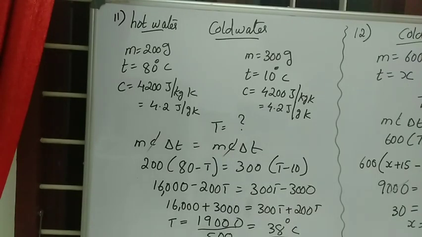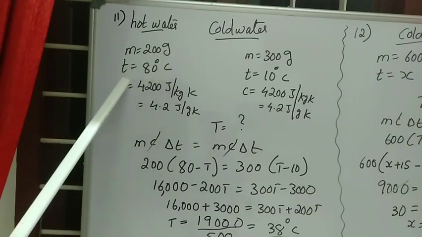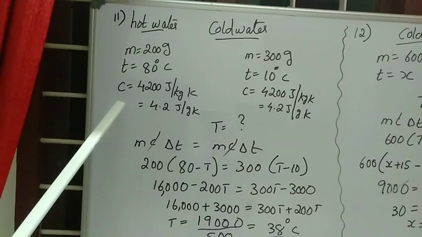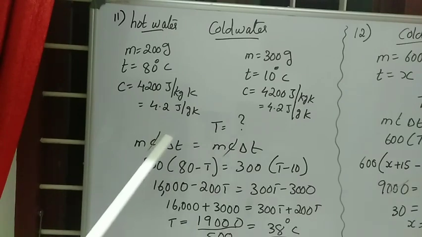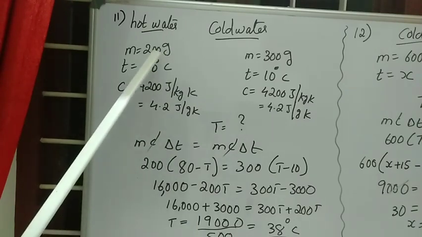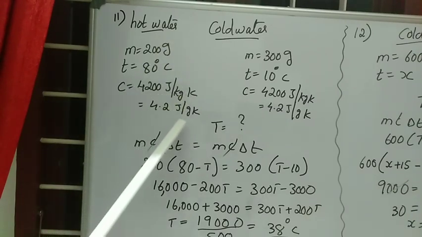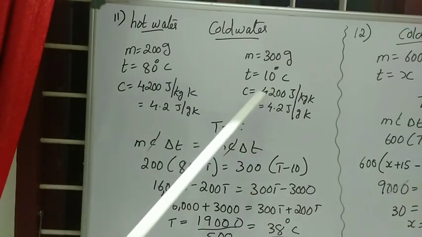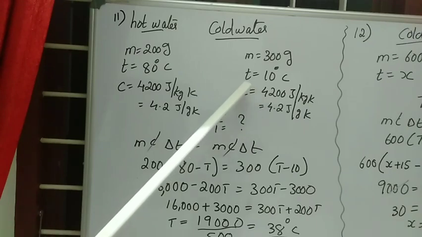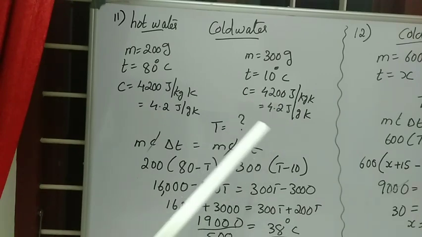Next, question number 11. Here we have hot water and cold water. Mass of the hot water is 200 gram. Temperature of hot water is 80 degrees Celsius. And specific heat capacity is given as 4200 joules per kilogram Kelvin. Since mass is given in grams, either we can convert mass from gram to kilogram, or we can convert joules per kilogram Kelvin to joules per gram Kelvin. So I am taking here 4.2 joules per gram Kelvin. Any method we can do, no problem. Here for cold water, mass is 300, temperature of cold water is only 10 degrees, and since both are water, the specific heat capacity will get cancelled.